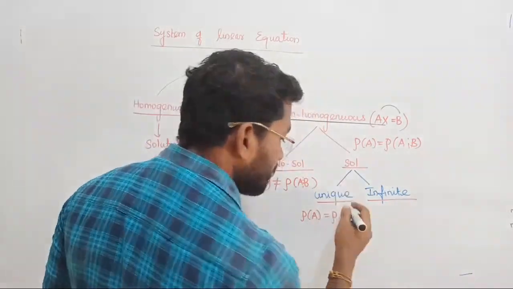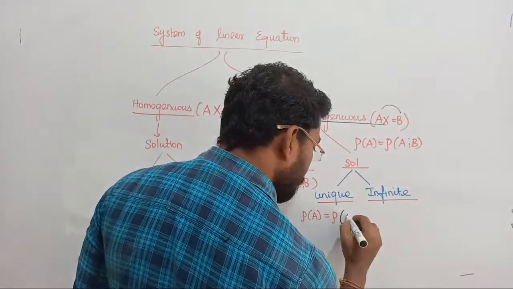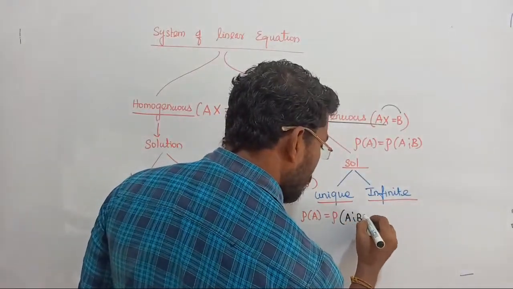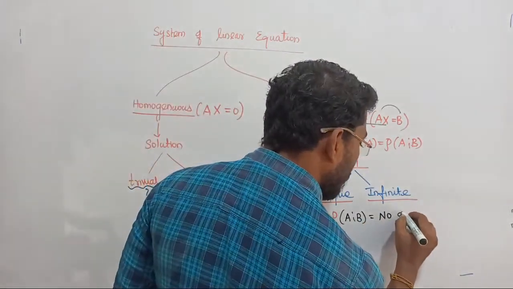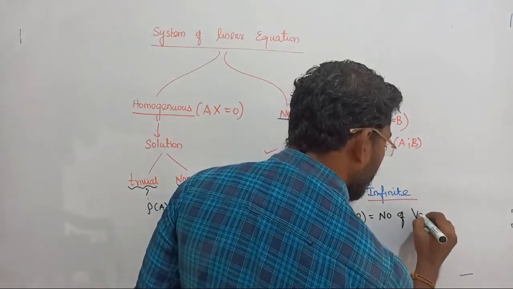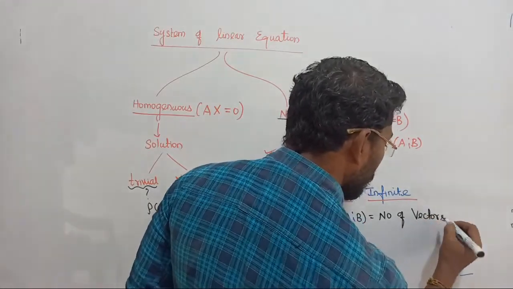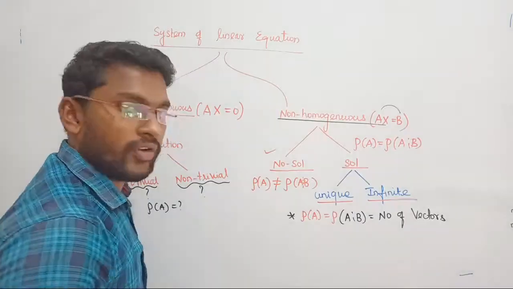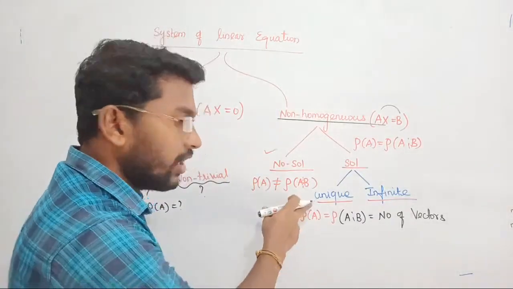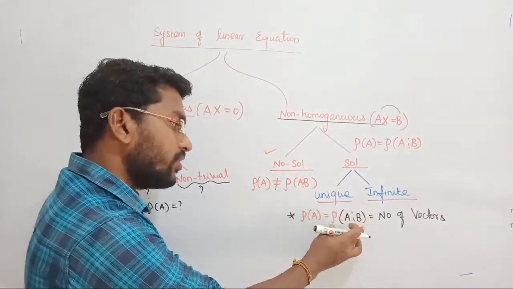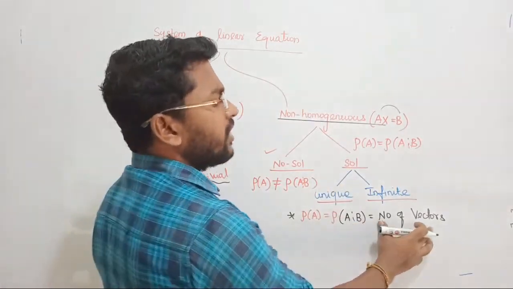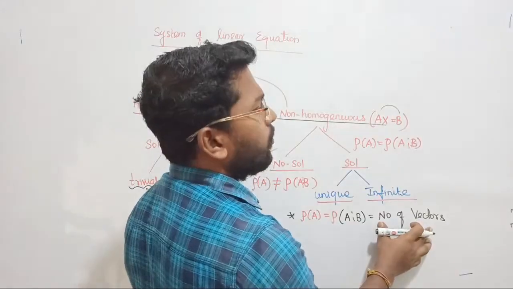Now, unique solution in the sense the rank of A, the rank of AB, right, should be equal to the number of unknowns, or the number of unknown vectors, or I can say the number of vectors. I hope things are very clear to you all, right? I am defining once again. When you are looking for a unique solution, you will have to find out the rank of A, as well as the rank of AB, and then identify the number of unknown vectors.